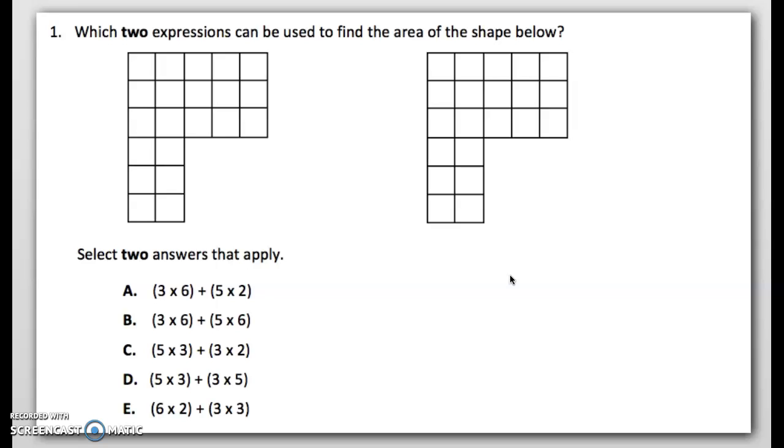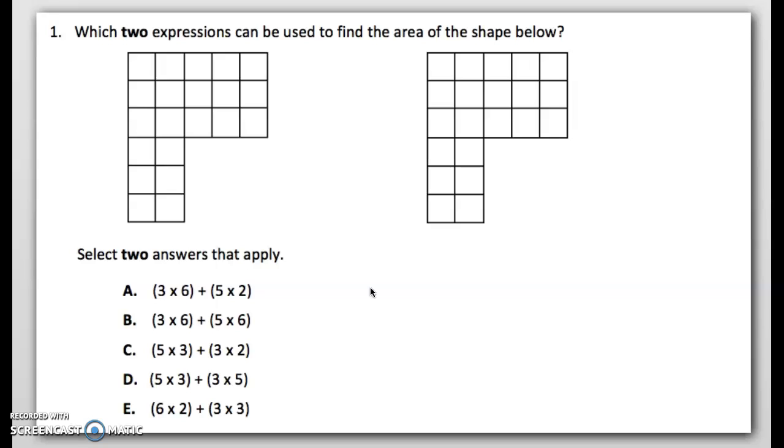Now let's check out today's problem. Feel free to follow along at home as I read it aloud. Which two expressions can be used to find the area of the shape below? Select two answers that apply.